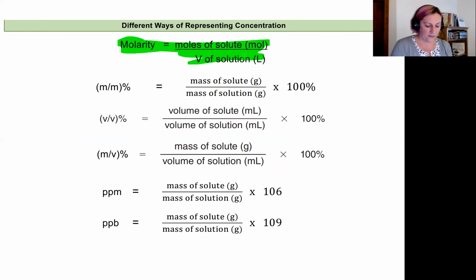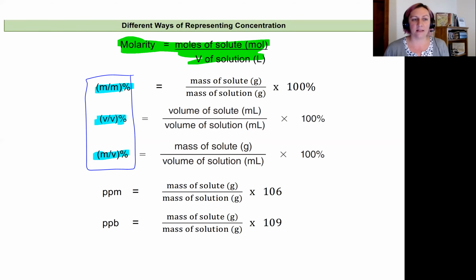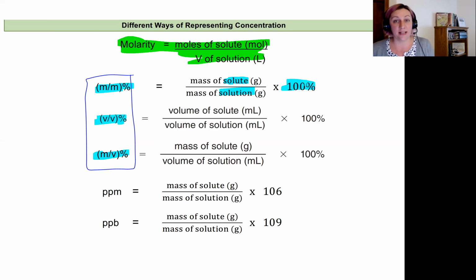For any of our compounds that have this percentage, the formula is very similar. So this is our mass by mass, volume by volume, or mass by volume percent. For all of these, we're going to have our solute on the top of our fraction and our solution on the bottom, and they're always multiplied by 100%. And so the difference between these is whether or not we're showing a ratio between mass and mass, volume and volume, or mass and volume.